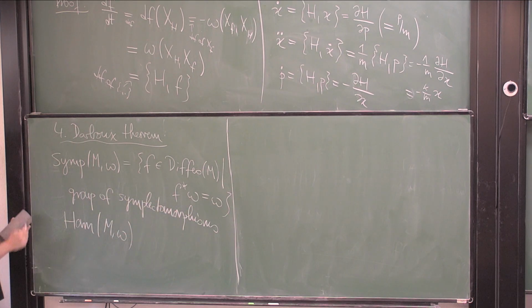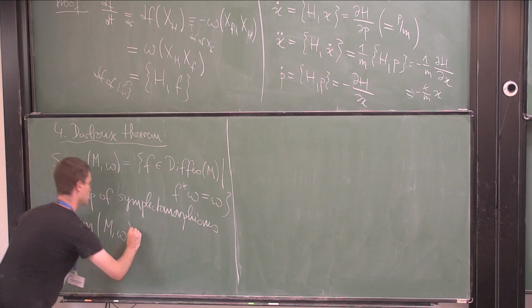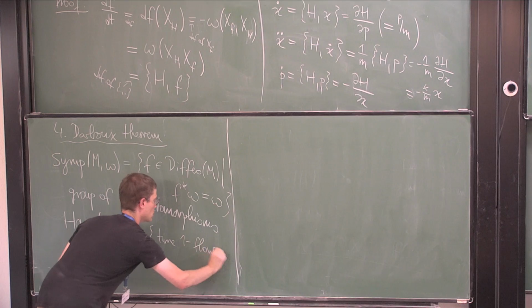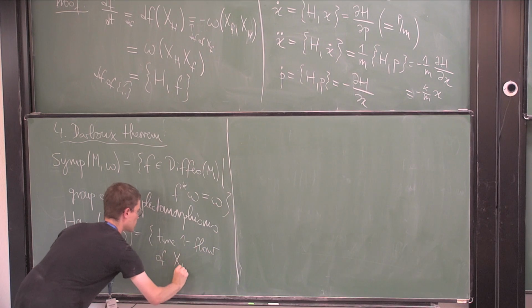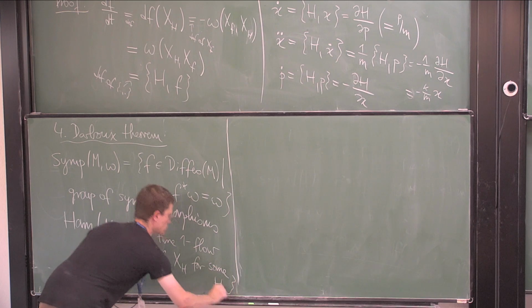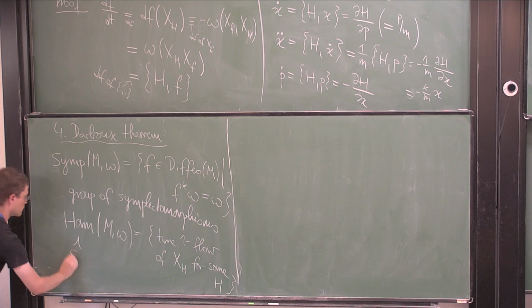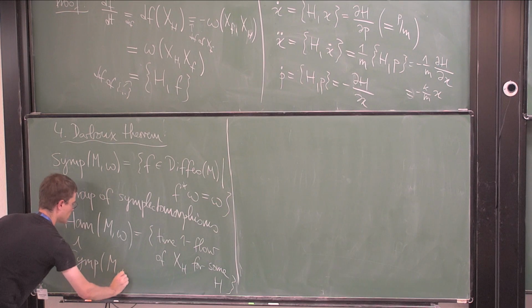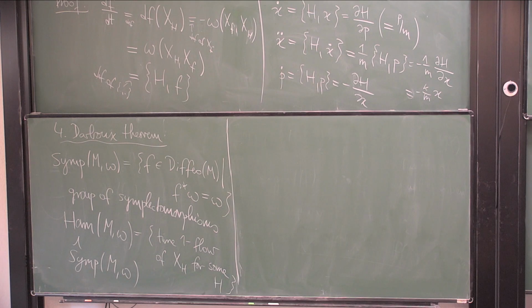So they are symplectomorphisms. But actually it turns out that it's not all of them. There are symplectomorphisms which cannot be defined like this, as the time 1 flow of X_H for some H. So we know that this is a subgroup of symplectomorphisms, actually a normal subgroup, but they're not the same. Maybe for some examples, for some M, they are the same.